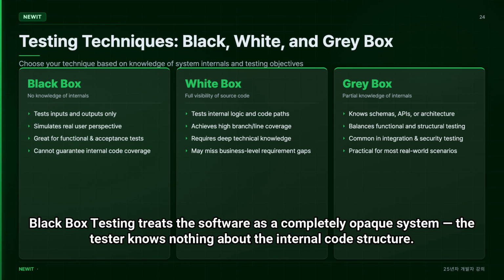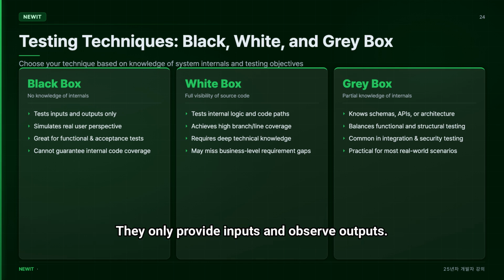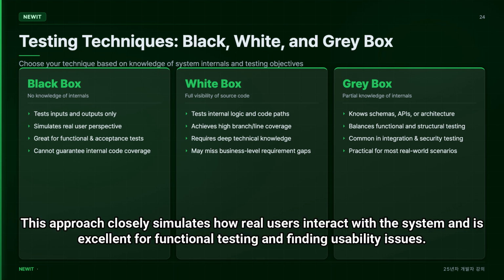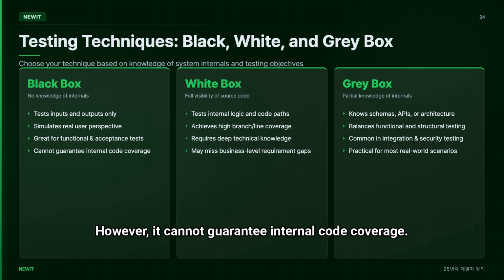Black box testing treats the software as a completely opaque system. The tester knows nothing about the internal code structure. They only provide inputs and observe outputs. This approach closely simulates how real users interact with the system and is excellent for functional testing and finding usability issues. However, it cannot guarantee internal code coverage.